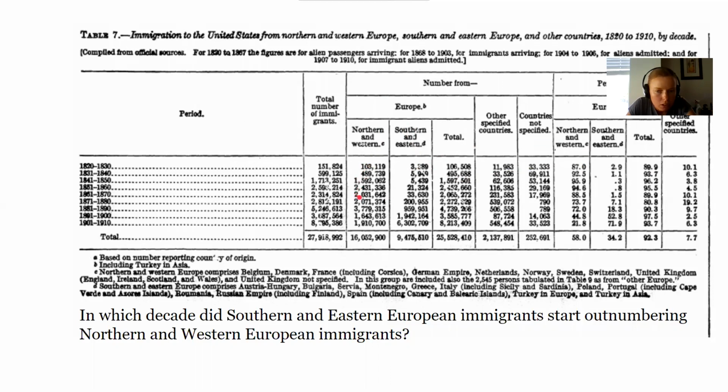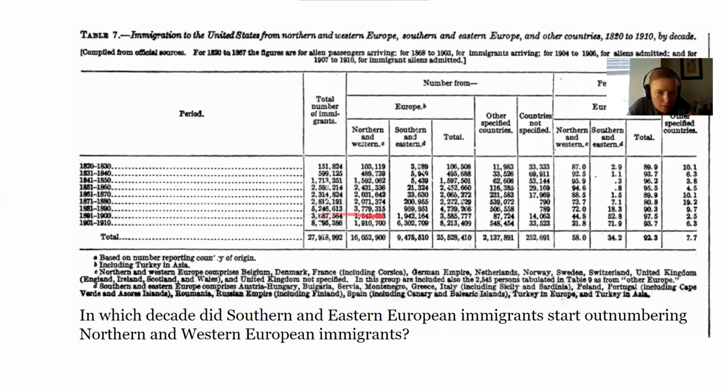Let's look here. There's 2,031,000 old immigrants versus 33,000. So there's still, but this time, this decade is 1861 through 1870. So that's the 1860s. There's still more old immigrants coming over. Look at the 1870s. There's still more old immigrants. 1880s, way more old immigrants.